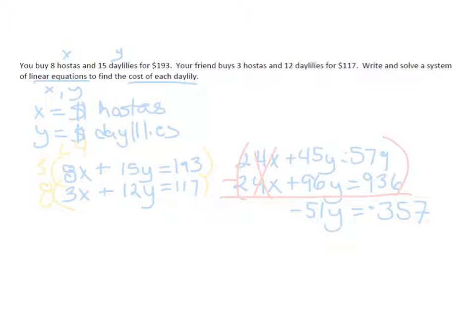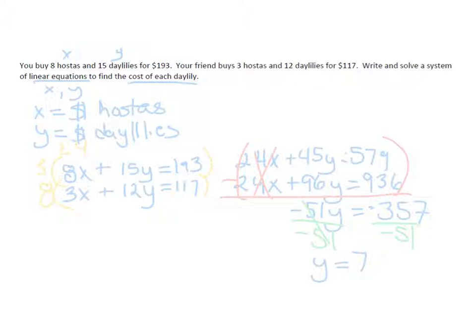So to solve for y, you're going to divide the top and bottom by negative 51. And we get y equals 7. Now what does 7 stand for? 7 stands for the cost of our daylilies. That's exactly what we are looking for.